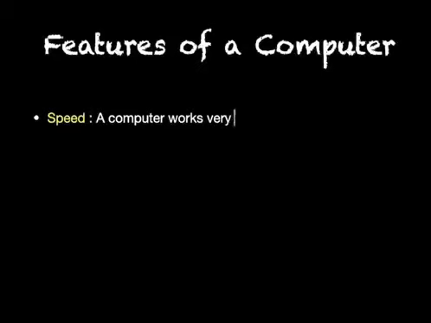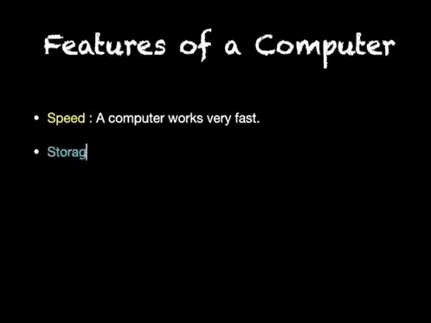So kids, you learned about what is a computer, places where we use computer, IPO cycle, functions of a computer and its parts. So now you know the features of a computer. Let us discuss features of a computer. First one is speed. A computer works very fast. Computer is faster than human beings.